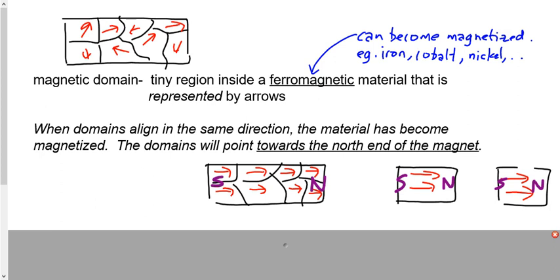There's a lot of similarities between electricity and magnetism. One of the fundamental differences is that in electricity, we can have a single charge.